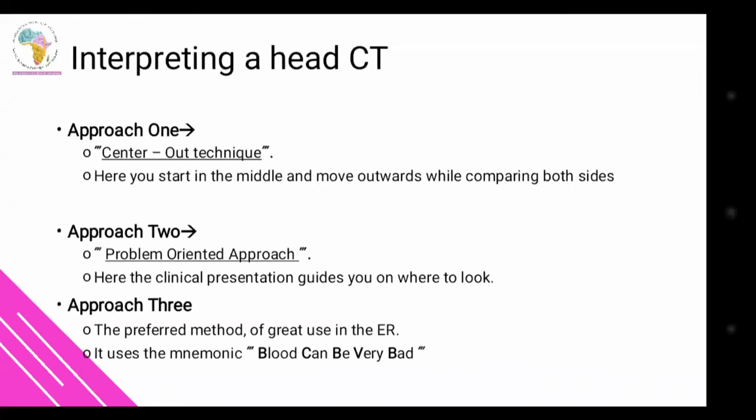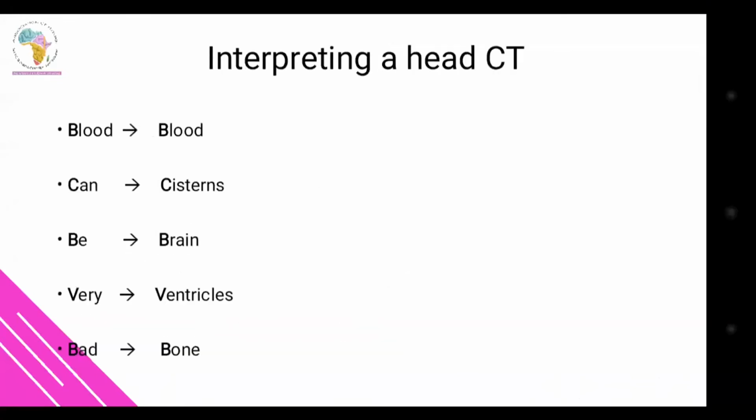Okay, so we use the mnemonic: Blood Can Be Very Bad. So the first B represents blood, C represents the cisterns, the second B represents brain, V represents the ventricles, and the last D represents the bone.